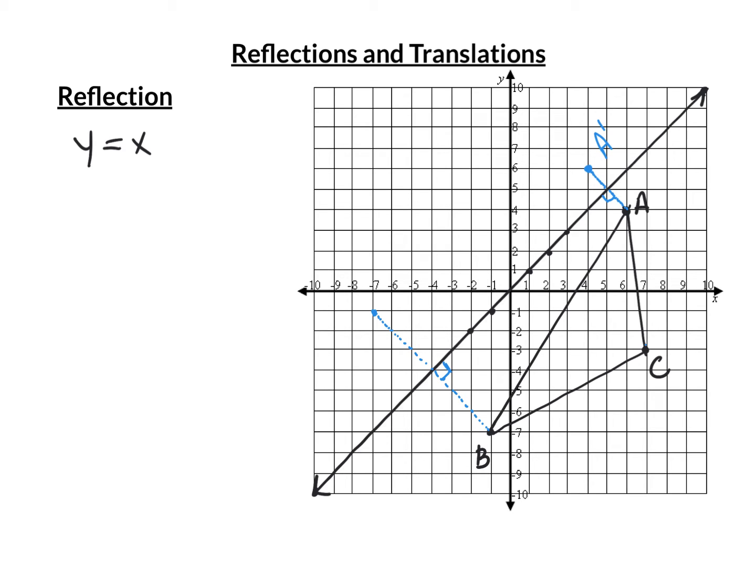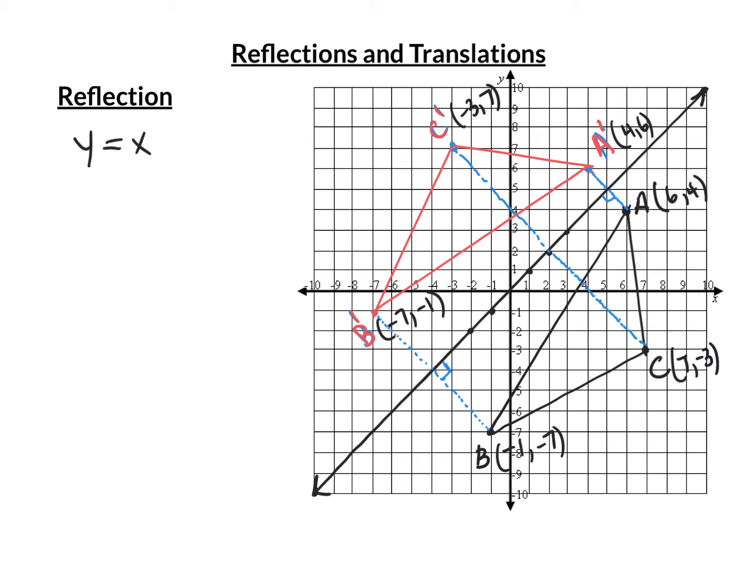The same thing with C. Go along the diagonal. That's 5 diagonals, and 5 diagonals on the other side. So now I have B prime and I have C prime. Let's connect those.